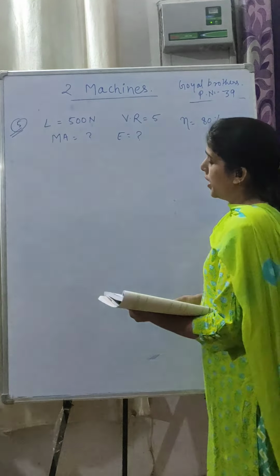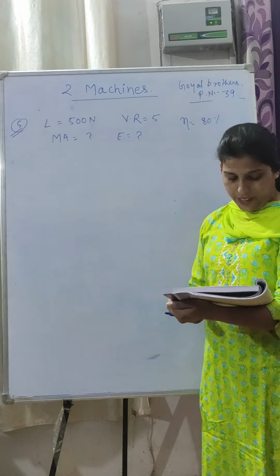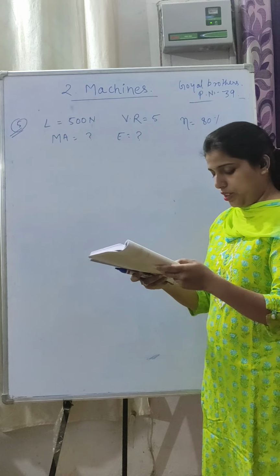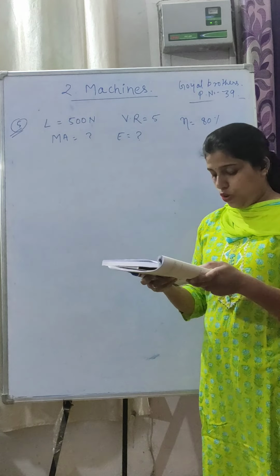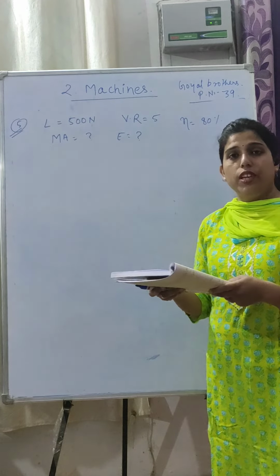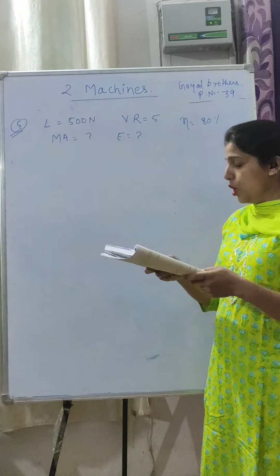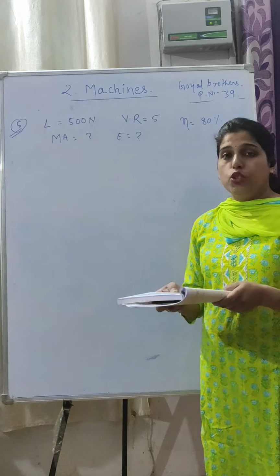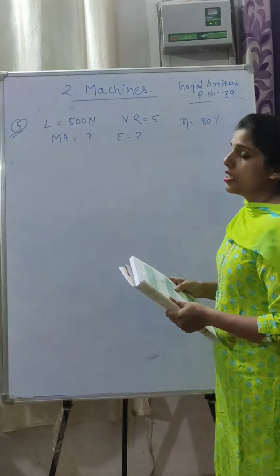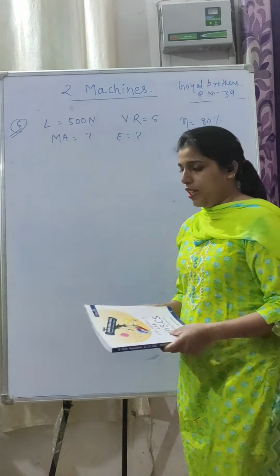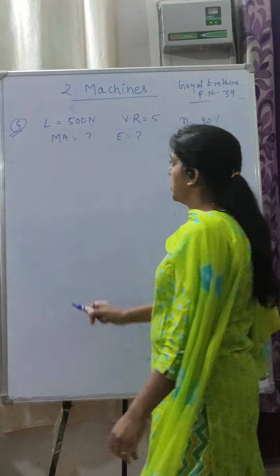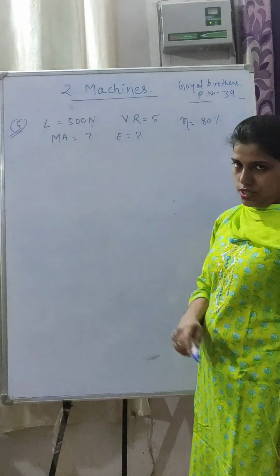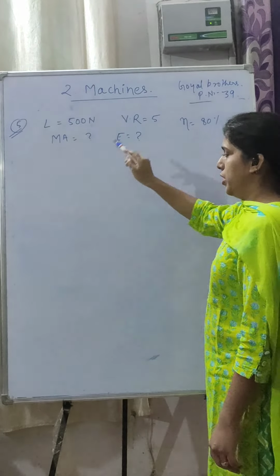Question number 5 on page number 39. A resistance of 500 Newton is overcome by a machine of velocity ratio 5 and efficiency 80%. We have to find the mechanical advantage and the effort required to overcome the resistance. Resistance means the load. So we first find the mechanical advantage with the help of velocity ratio and efficiency, and then we identify the effort.